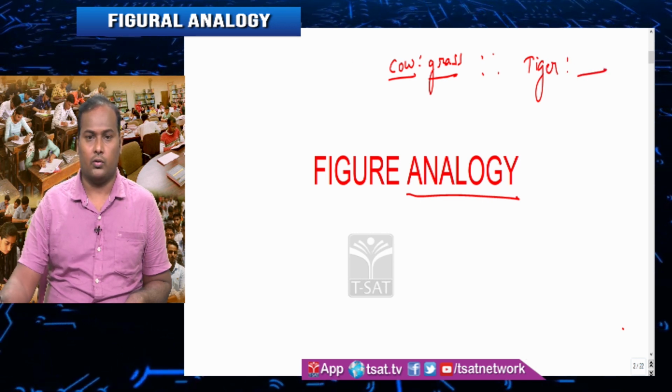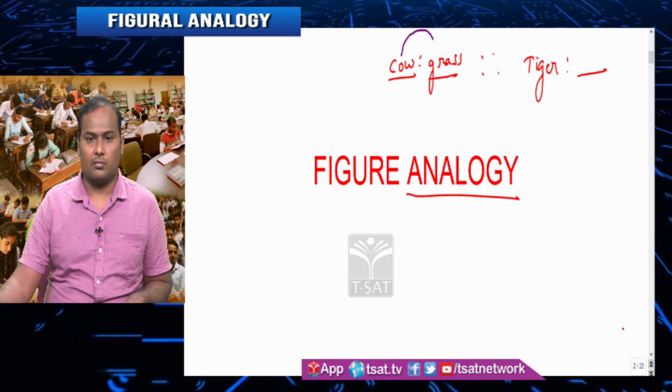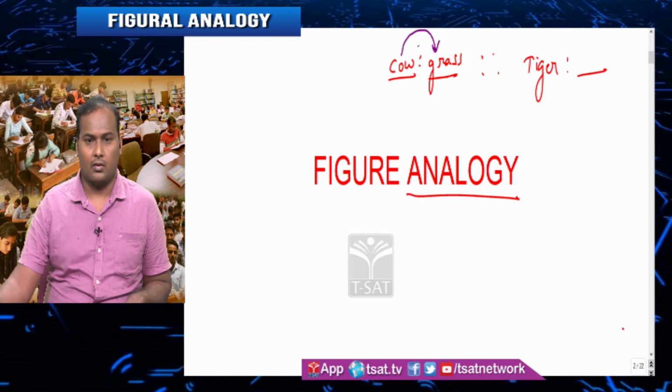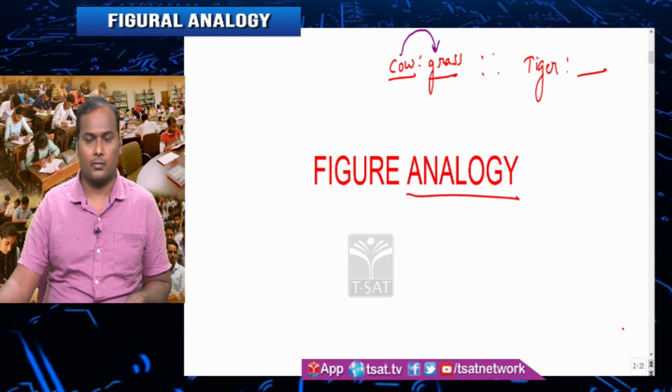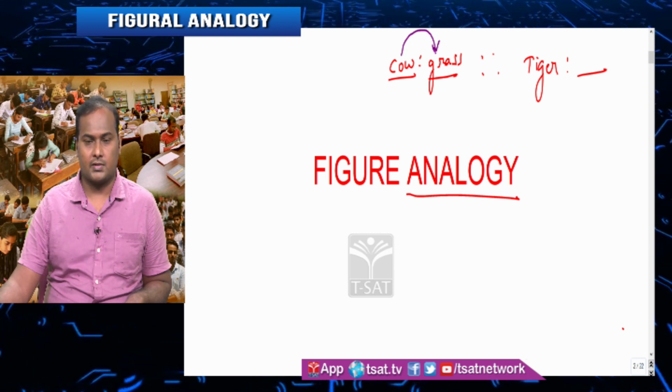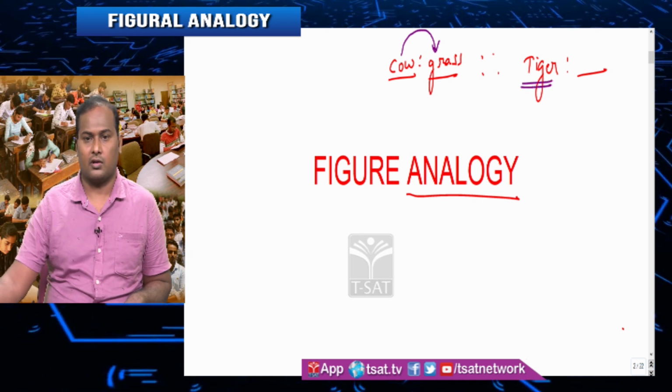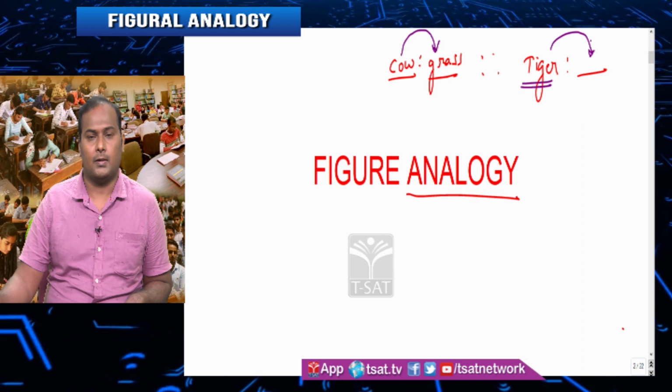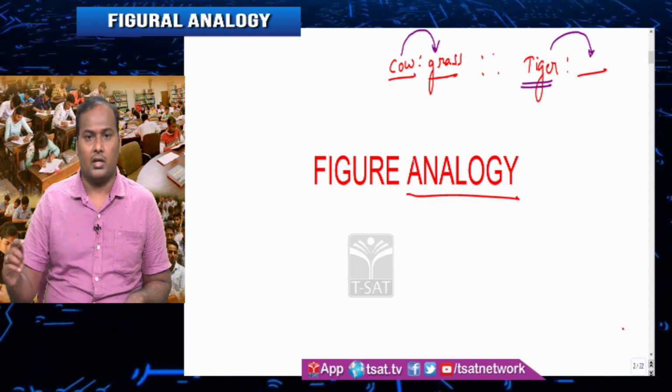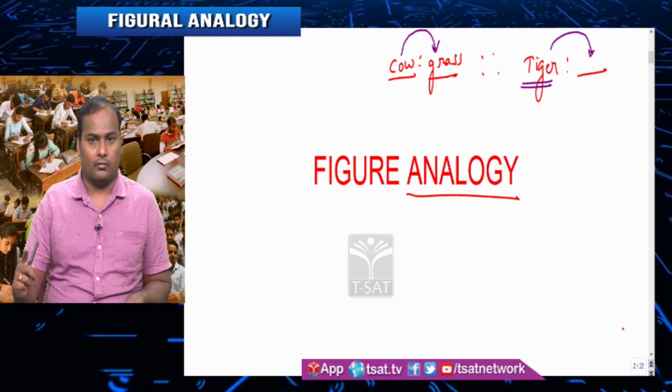So in this case, whatever the relationship that you establish between cow and grass, whatever may be the relation, maybe cow eats grass or cow consumes grass, the same relation you have to establish for tiger as well, and you have to get the answer. So simply, analogy means establishing the relationship between two given words or letters or alphabets or figures. But in today's topic, we are going to discuss figure analogy, which means we are going to establish the relationship between two given figures and we will try to derive the answer.